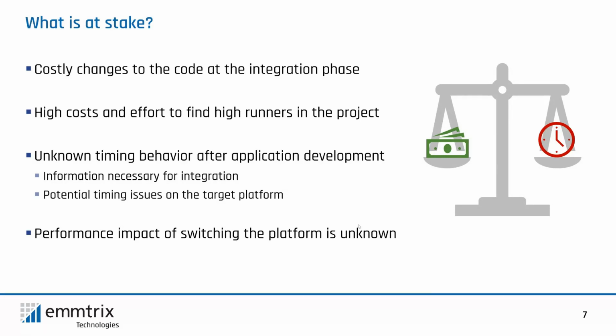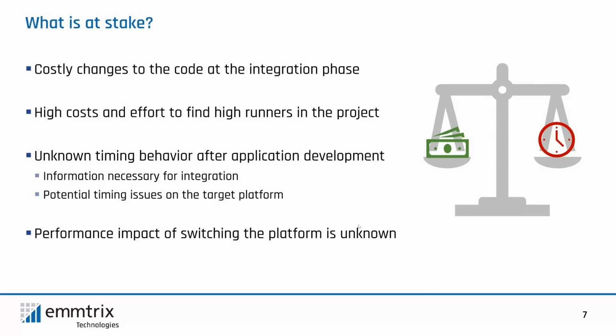And lastly, about the platform. The performance impact of switching the platform might also be unknown. So you just know, okay, you switch to new hardware from a different vendor. How much do you benefit from it? Yes, it's a faster processor, but maybe it has some other changes. Then it might be hard to estimate the performance impact with this switch.